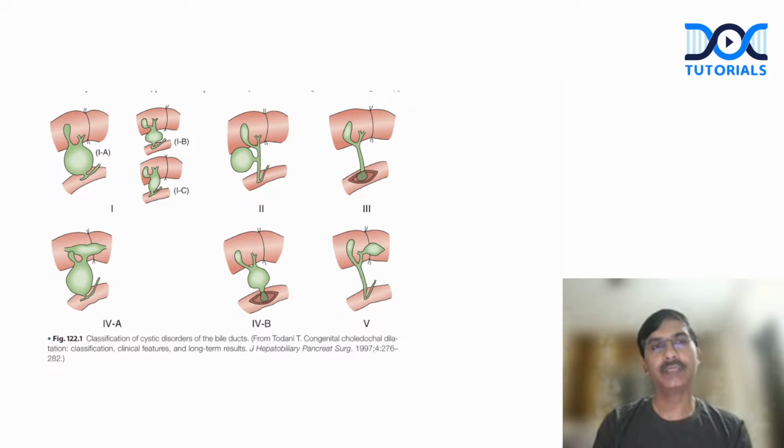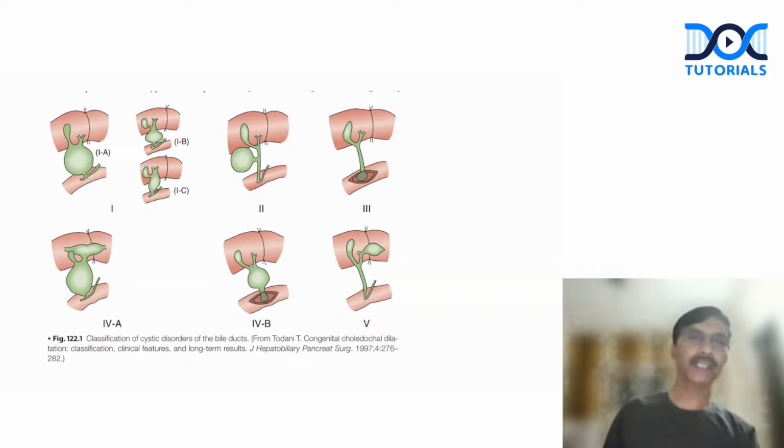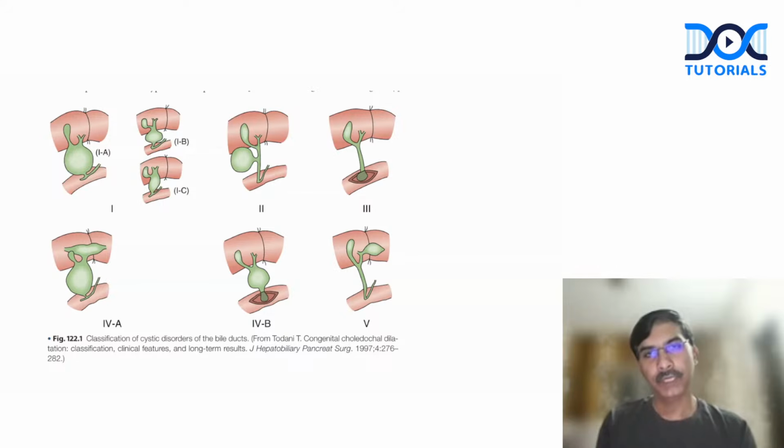In type 1A, the entire extrahepatic biliary radical is dilated, particularly the common hepatic duct, common bile duct, and cystic duct. In type 1B, there is only a cystic dilatation of the common bile duct, and the common hepatic duct is normal. Fusiform dilatation of the extrahepatic biliary radical, with some reflection into the common right and common left hepatic duct, but not into the individual second order biliary radicals, is type 1C. Type 2 is a choledochal diverticulum kind. Type 3 is choledochocele.